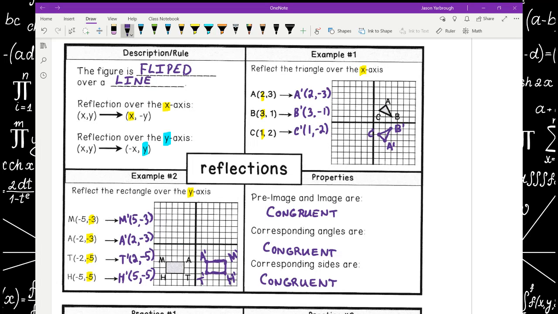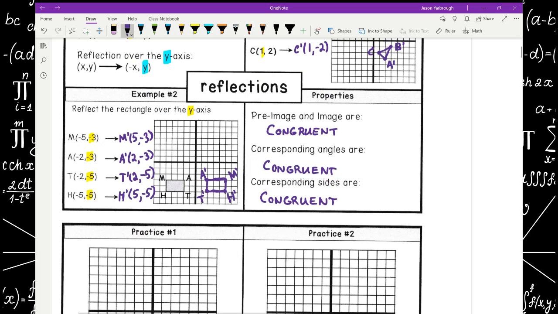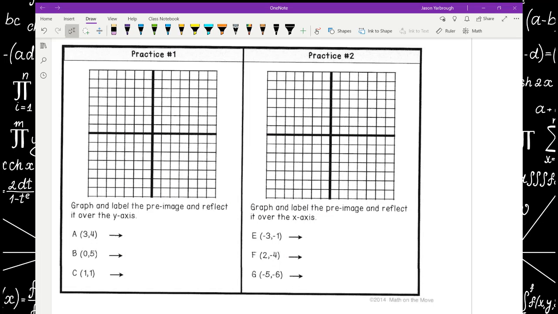Now we're going to look at a couple of practice problems, and then you will have an assignment to do over this work. So practice 1, we've got to graph and label the pre-image and reflect it over the y-axis. We're going to reflect over the y-axis. Let's go ahead and just graph the original image though.